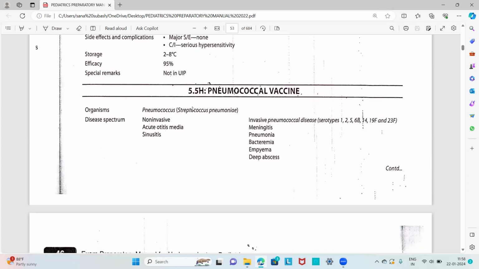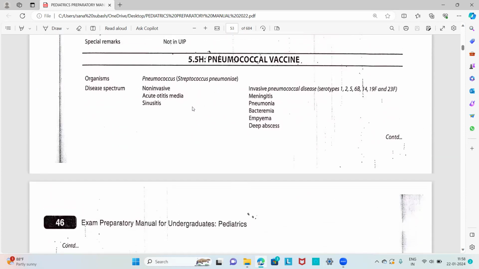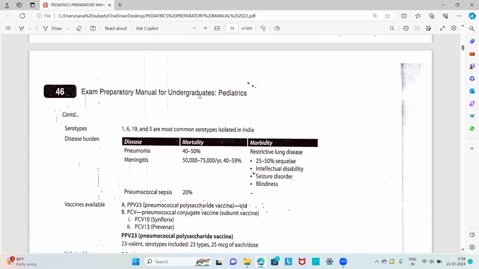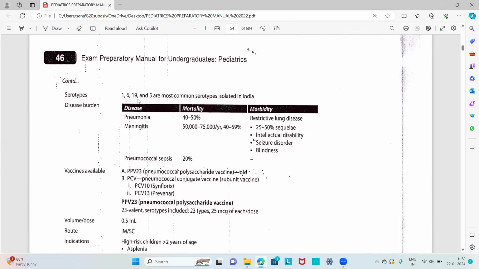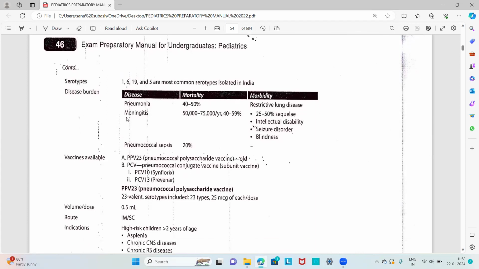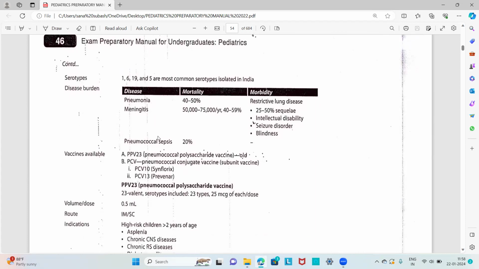So then about the pneumococcal vaccine, the organism is the pneumococcus or Streptococcus pneumoniae. Disease spectrum are the non-invasive, like acute otitis media and sinusitis, and the invasive pneumococcal diseases are meningitis, pneumonia, bacteremia, empyema, and so on. So to protect from this disease spectrum, we have to give the pneumococcal vaccine. And 1, 6, 19, and 5 are the most common serotypes isolated in India. Disease burden: pneumonia, meningitis, and pneumococcal sepsis are the disease burden in our community.